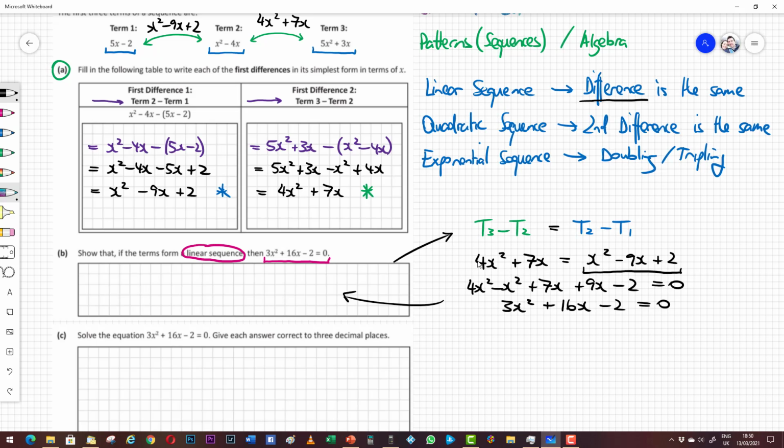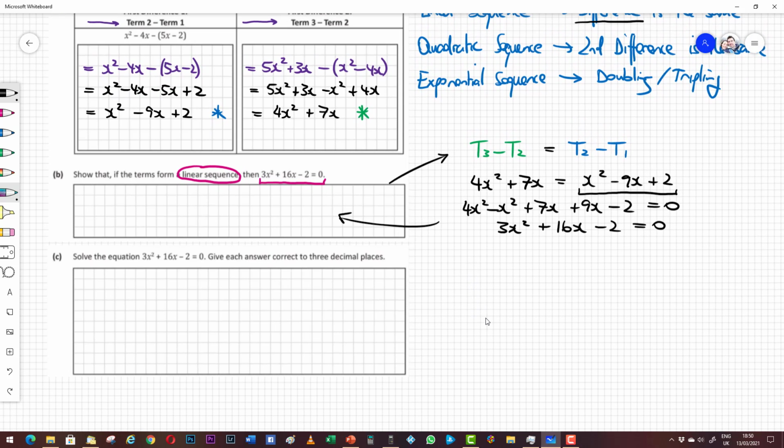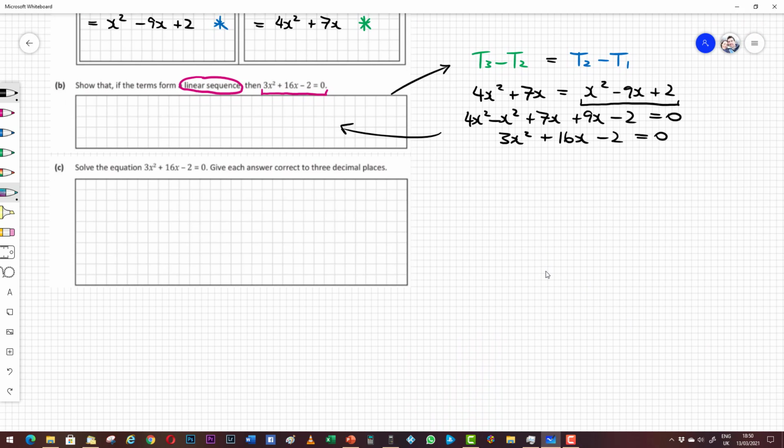Now, the last part of the question is pure algebra, so we're asked to then solve this equation, 3x squared plus 16x minus 2 equals 0. And just to, again, make sure that I have enough space, I'm just going to do this on the right-hand side. This is a quadratic equation, so let's first of all just write down that that's what we're trying to solve, quadratic equation.